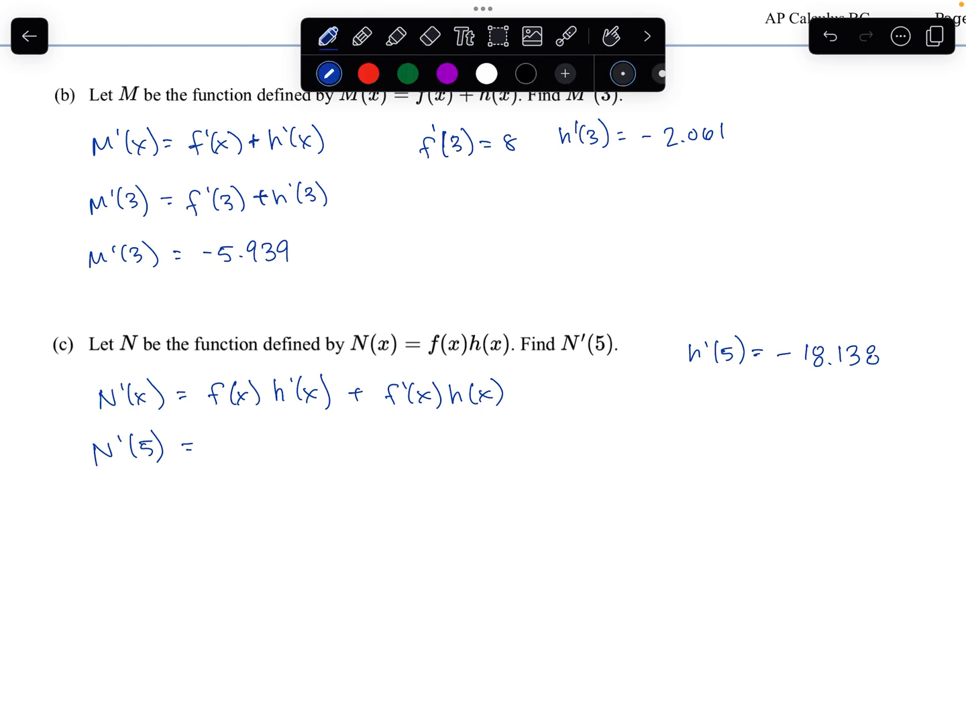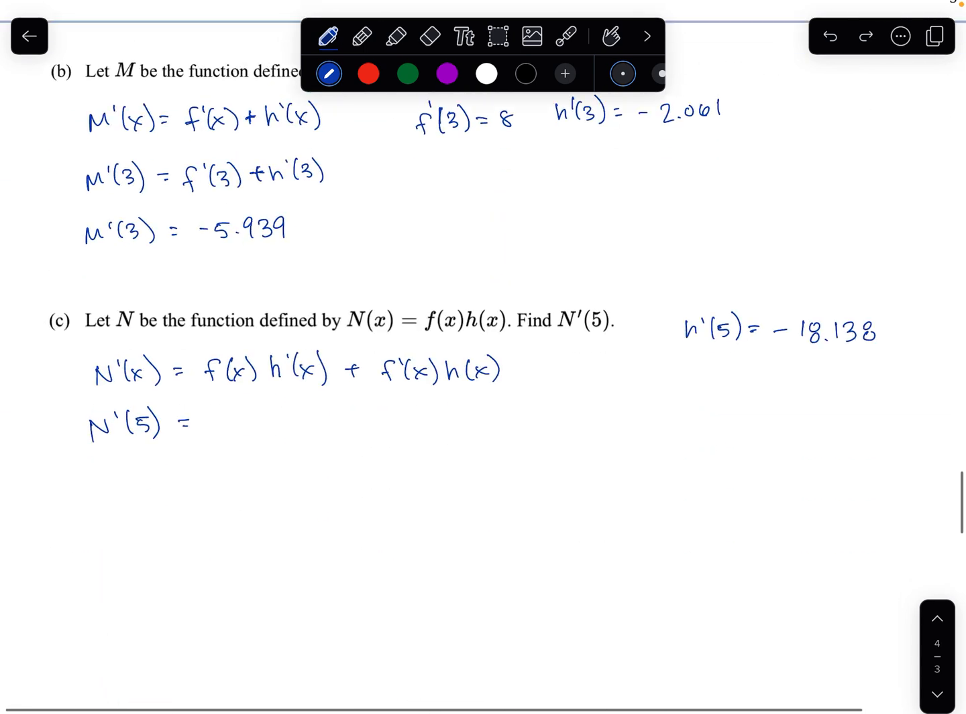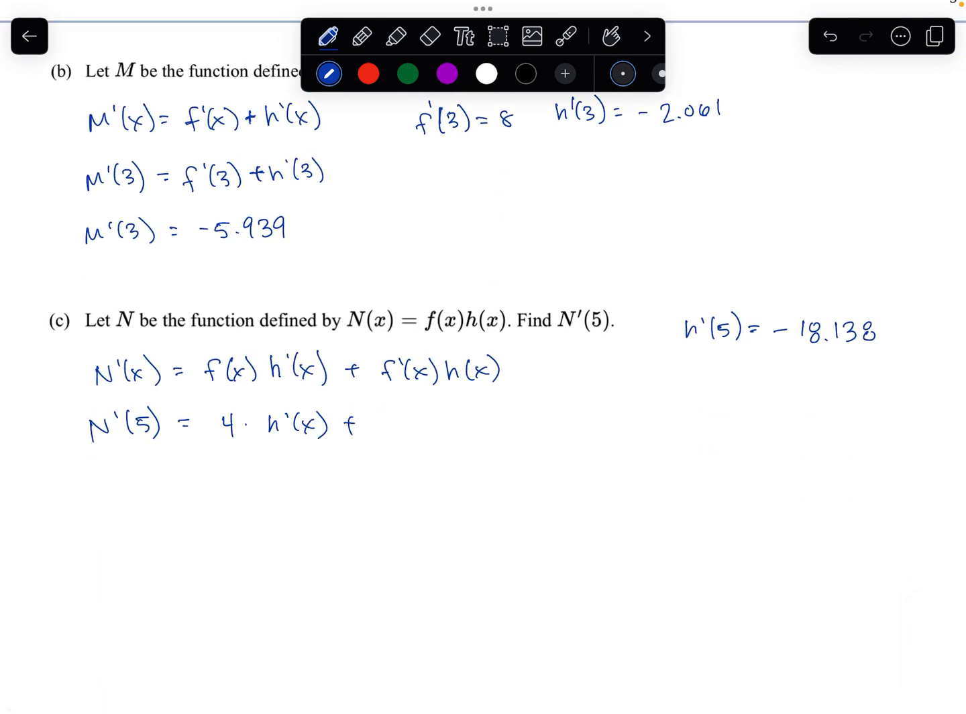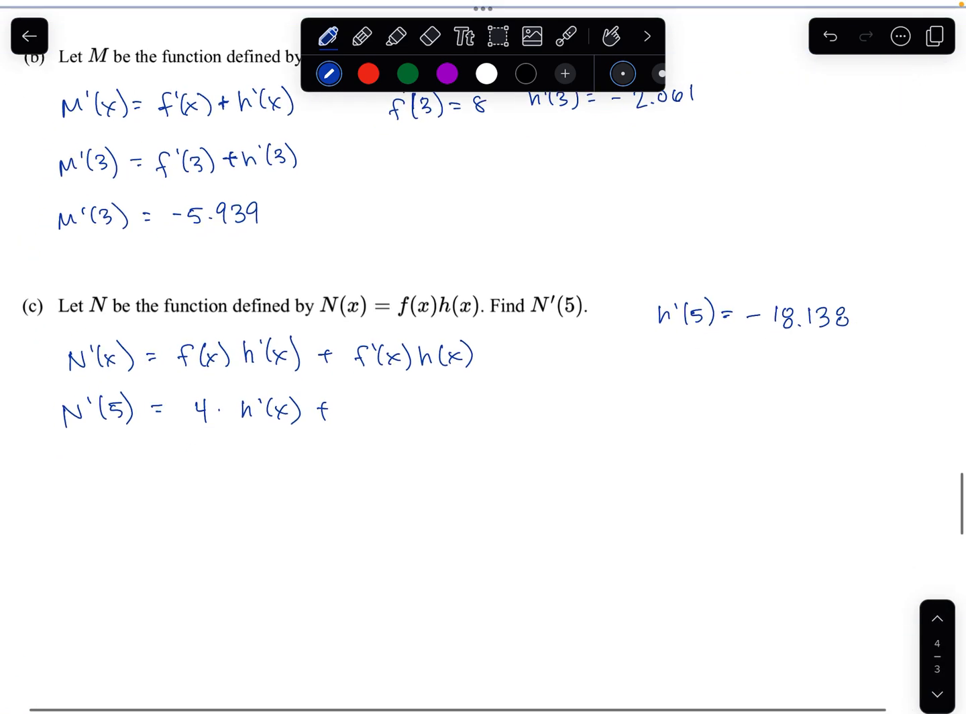And then f of 5 is equal. How do I do this? Sorry, I'm trying to think of a good way to write this without being too lazy. So we said f of 5 is 4. I'll just do 4 times h prime of 5 plus f prime of 5, which is going to be 3, and that's going to be multiplied by h of 5.